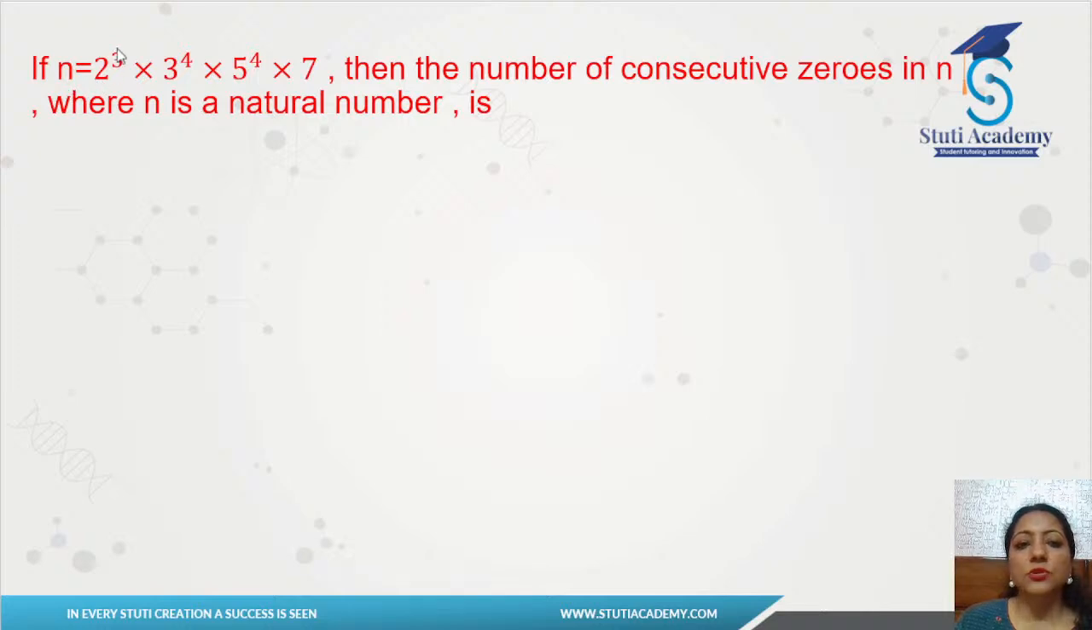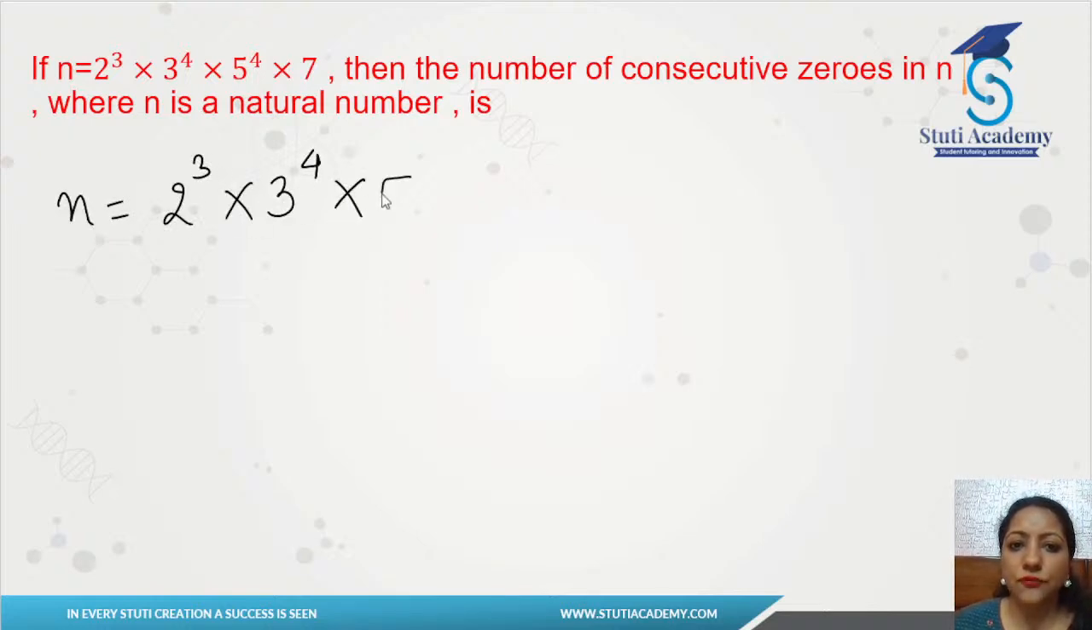If n is equal to 2 cube into 3 raised to 4 into 5 raised to 4 into 7, then the number of consecutive zeros in n, where n is a natural number, is. So we are going to look for the number of consecutive zeros in n. We have n given to us as 2 cube into 3 raised to the power 4 into 5 raised to the power 4 into 7.